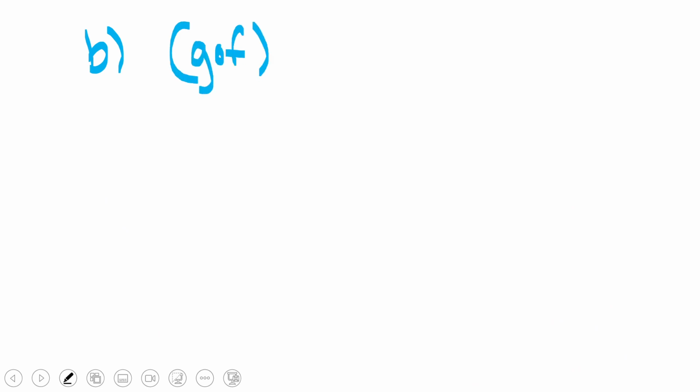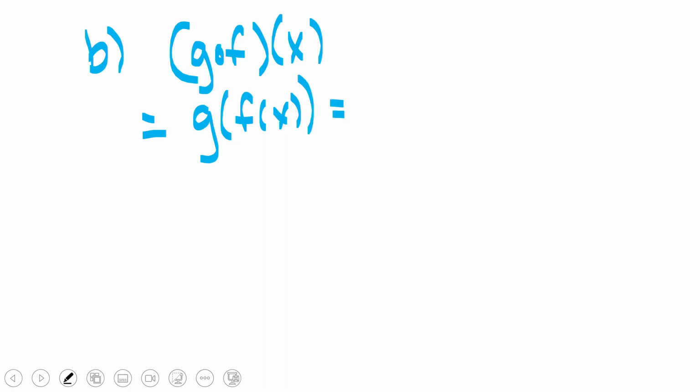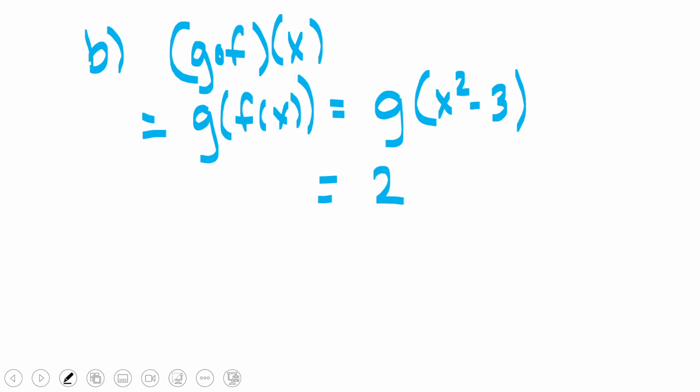Okay, another example from the same given functions. We switch it around. Example B, g of f of x. That's what we're looking at. Hey, that's going to equal g f of x, which equals g of x squared minus 3 as given for the f of x, which equals in the g, 2, and then x is x squared minus 3 multiplied by that 2 plus 1.